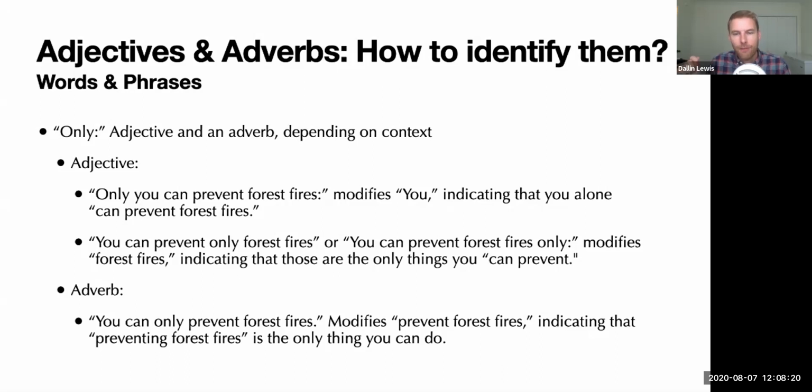But if I place it after can, then I'm indicating that preventing forest fires is the only action that you are capable of doing. You know, you can't do anything else. You can't run, you can't jump. All you can do is prevent forest fires. And in that case, it would function as an adverb.